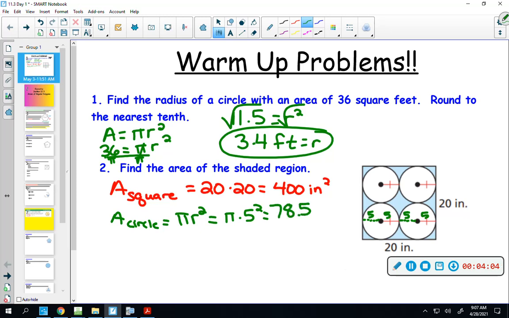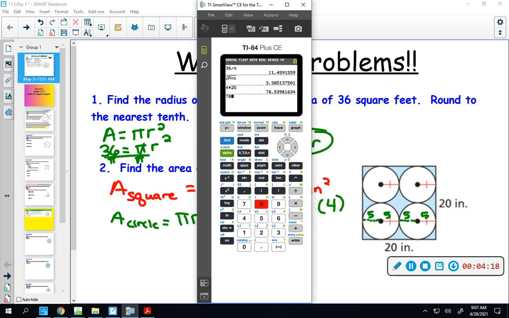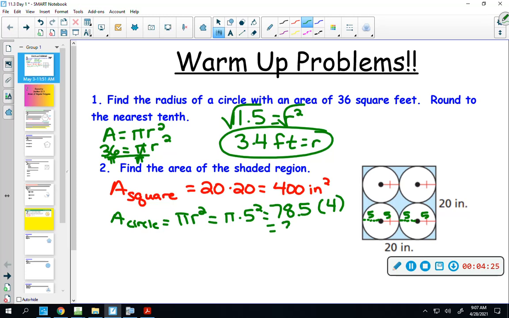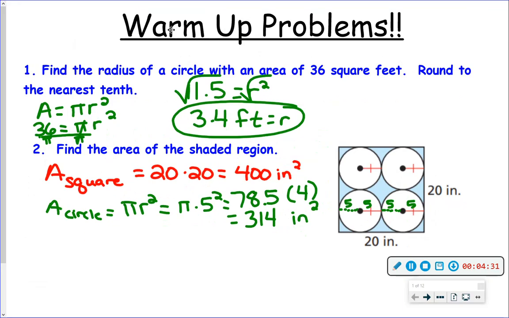Now, here's a quick question for you, though. How many circles are in the picture? This is an easy question. How many circles are in there? 4. So I'm going to times that by 4 for all the circles. All right, so let's punch that in. Then I'll label it 78.5 times 4. And we get 314. That's kind of nice. 314 inches squared. Now, final little fun fact here.